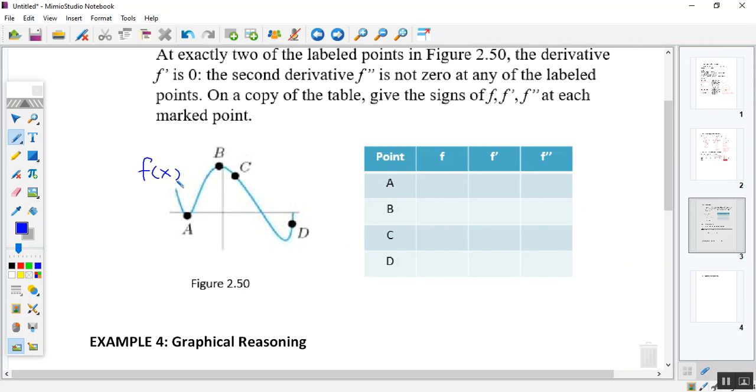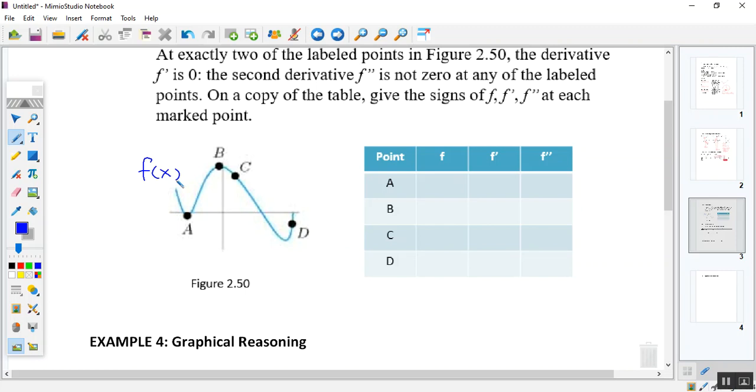They ask you some questions about this table right here. They say I have this graph with points A, B, C, and D defined on function f. And what they want to know is, give the signs of the following. Are they positive? Are they negative? Or could they be zero?